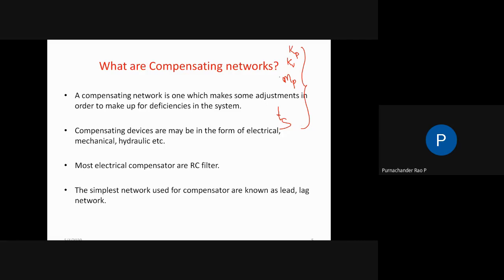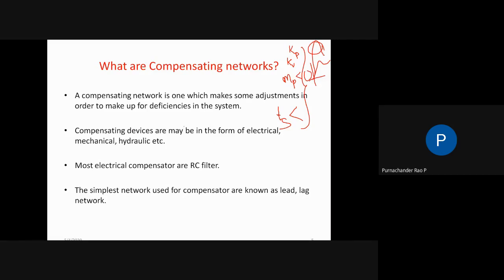So if you are lacking in this, if a system is having more peak overshoot, okay, then we need to reduce this peak overshoot to small values. So these are the required specifications of a system. So MP should be less than a certain limited value, and your settling time should be less than a certain value. So these values can be improved by using a compensating network.